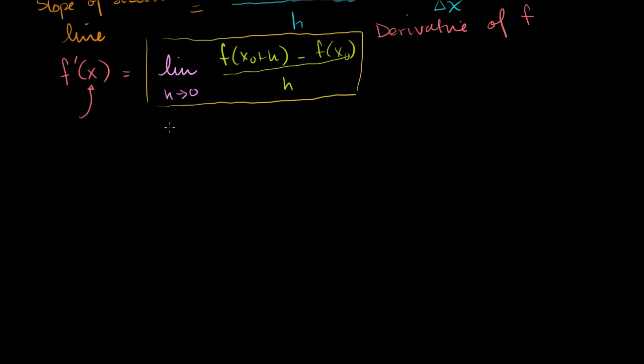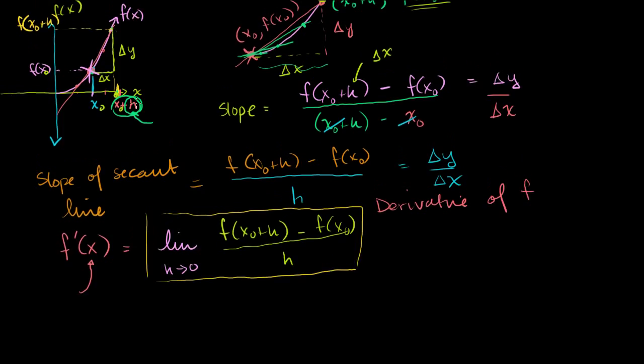In the last video, we tried to figure out the slope of a point, or the slope of a curve at a certain point. And the way we did it, we said, okay, well, let's find the slope between that point and then another point that's not too far away from that point. And we got the slope of the secant line.